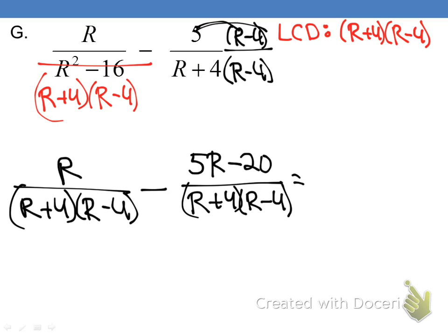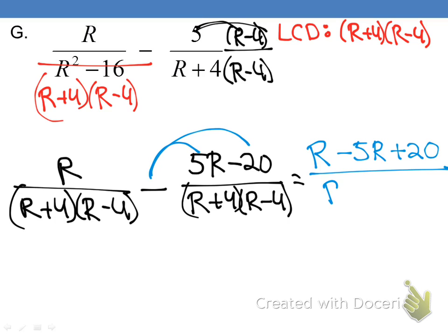All right, now the thing that I will see most people forget is, what do I say every time? I do say that a lot, but on this particular one, you have to subtract both of those terms. If you are subtracting the expression, you're subtracting all terms. So this is going to be r minus 5r plus 20 over r plus 4, r minus 4.